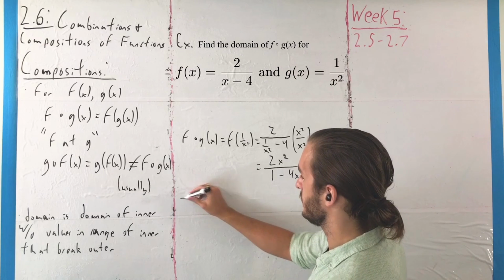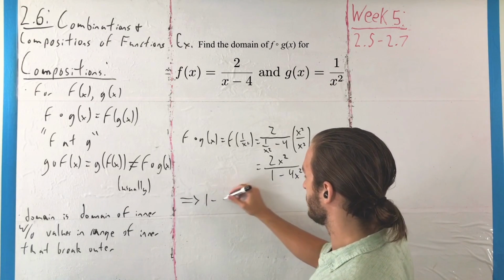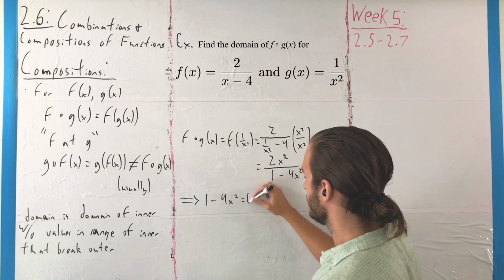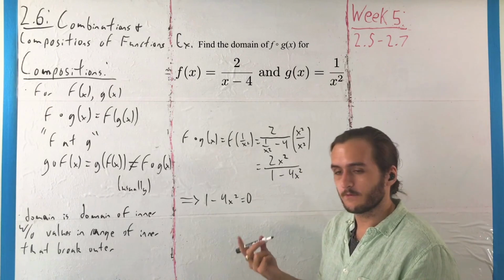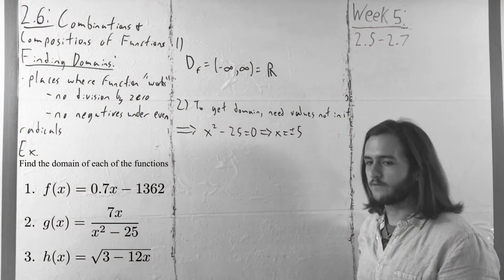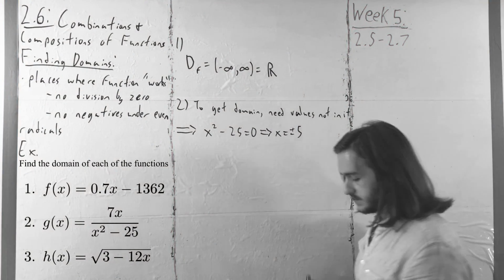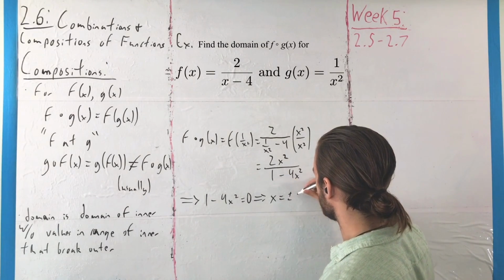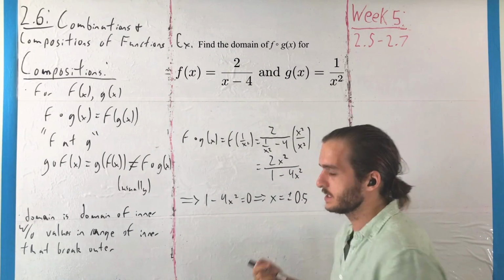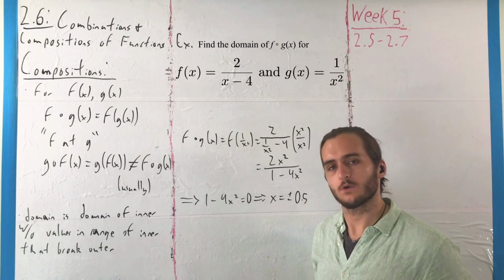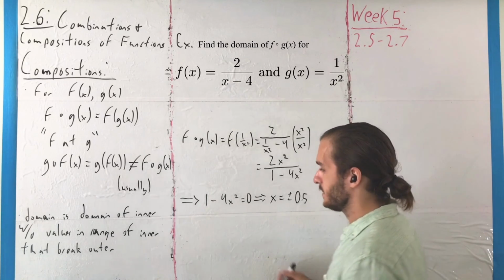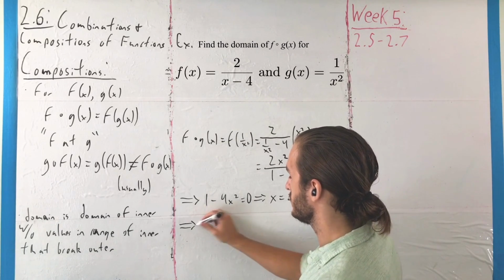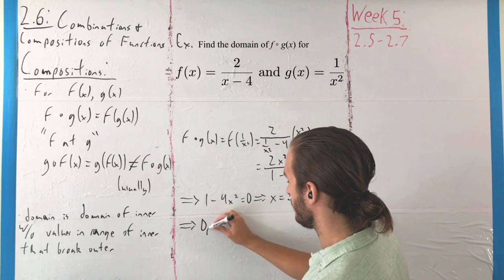So if we want to find the domain, that means we have to find where 1 minus 4x squared is equal to 0, just like we did when we were first talking about this stuff way back at the beginning of this section. And that's going to happen when x is equal to plus or minus 1/2, which I'm writing as a decimal for absolutely no good reason. I just want to.